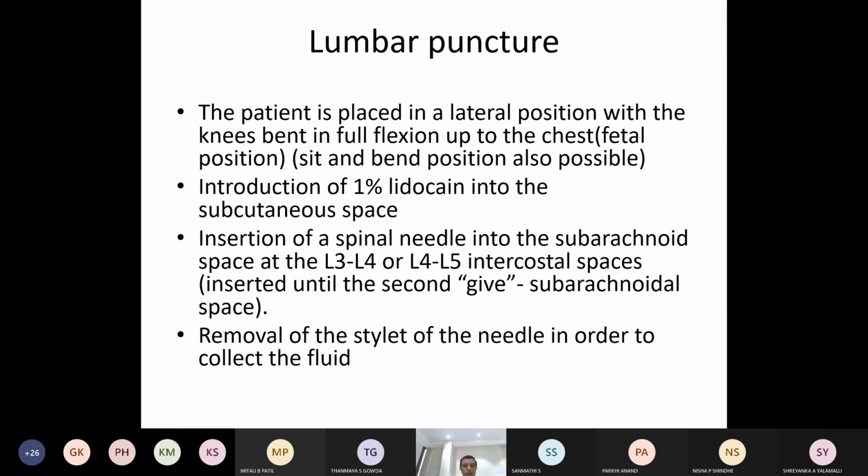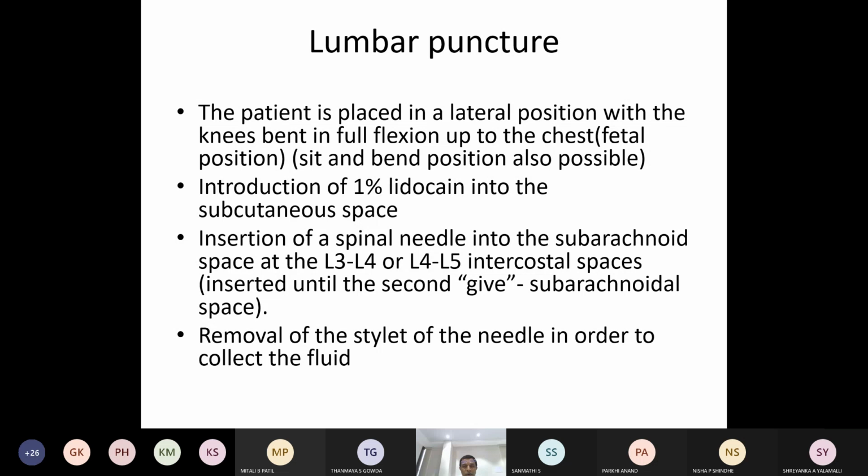For lumbar puncture, the patient is placed in a lateral position with the knees bent in full flexion up to the chest. The diagram is shown on the next slide. You lie down on one side and bring your knees and bend them towards the chest. That is called the fetal position. A sit-and-bend position is also possible; even sitting, we can collect.